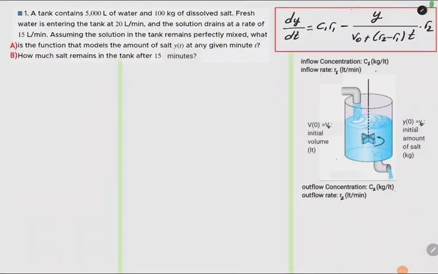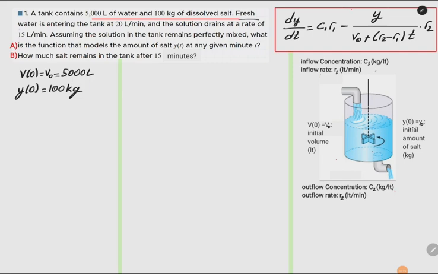My dear friends, let's solve another mixing problem. A tank contains 5,000 liters of water and 100 kilograms of dissolved salt. Let's write this information here. Our initial volume, which is V sub 0, is 5,000 liters. And our initial condition is that it has 100 kilograms of dissolved salt.